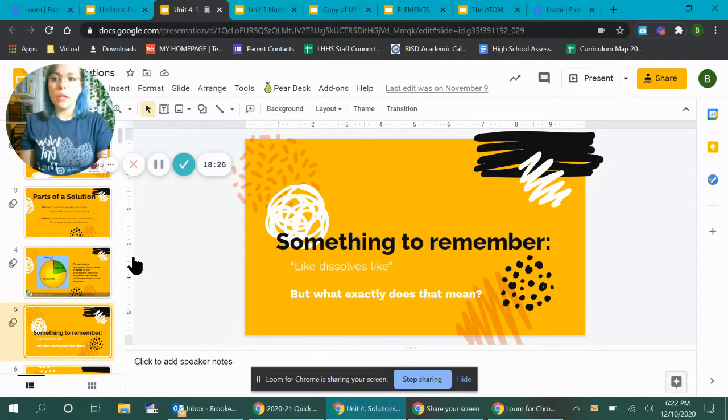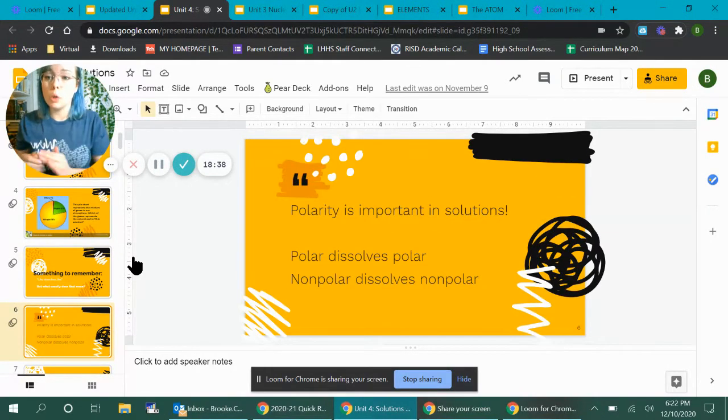Okay, so when we're looking at adding solutes to solvents, we want to think like dissolves like. Polar solvents can dissolve polar solutes. Nonpolar solvents dissolve nonpolar solutes.